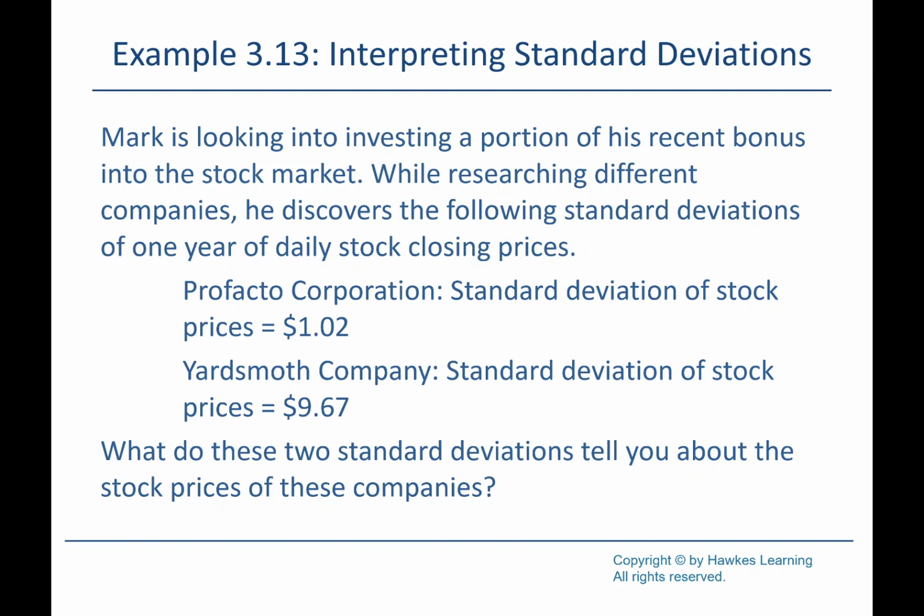So let's think about this situation. It says Mark's looking into investing a portion of his recent bonus into the stock market. While researching different companies, he discovers the following standard deviations of 1 year of daily stock closing prices. We've got the Perfacto Corporation, a standard deviation of $1.02. We've got the Artismith Company, which has a standard deviation of $9.67. We want to think about what these numbers mean to us.